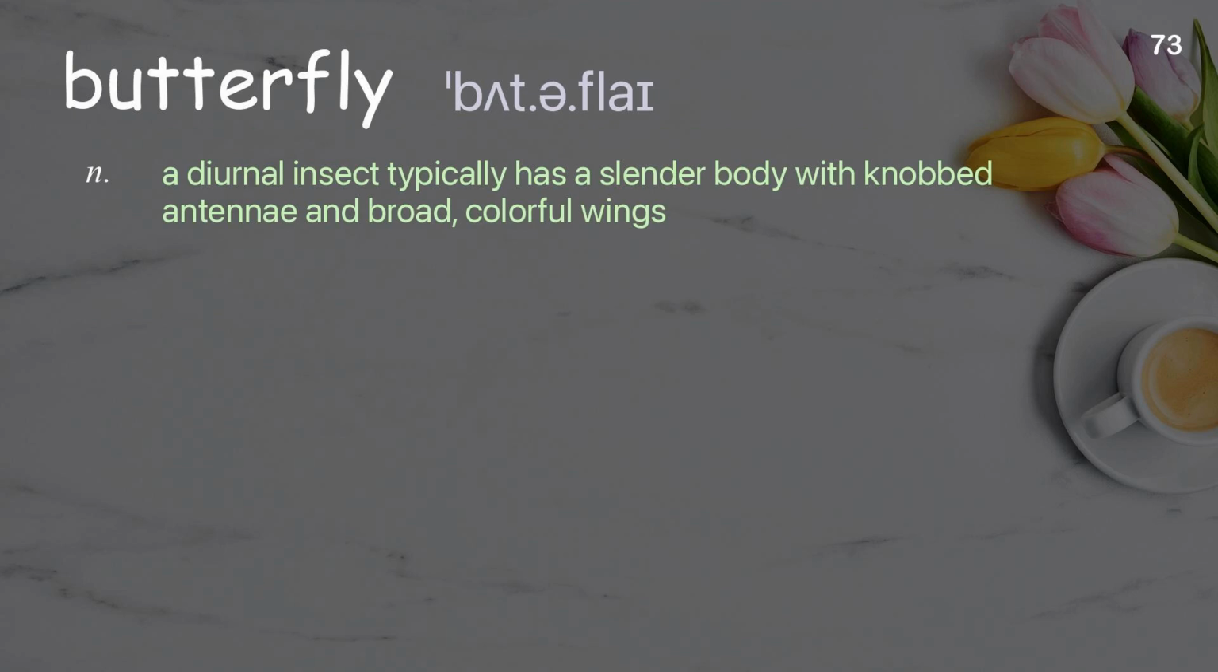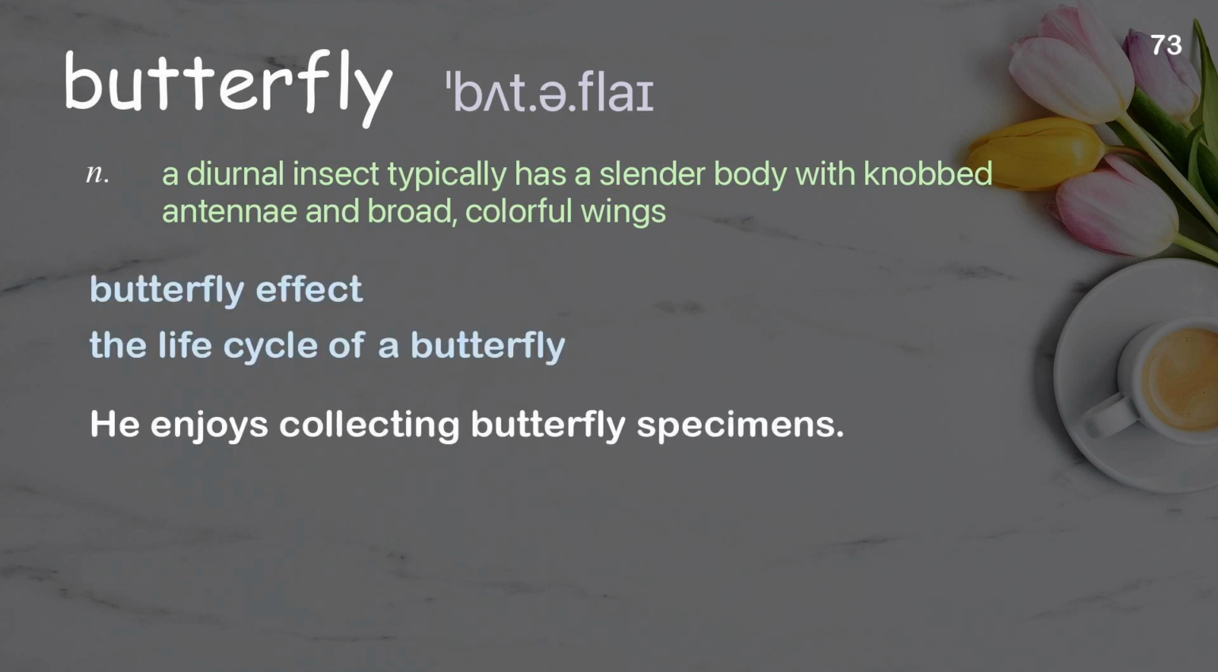Butterfly. A diurnal insect typically has a slender body with knobbed antennae and broad, colorful wings. Examples: Butterfly effect. The life cycle of a butterfly. He enjoys collecting butterfly specimens.